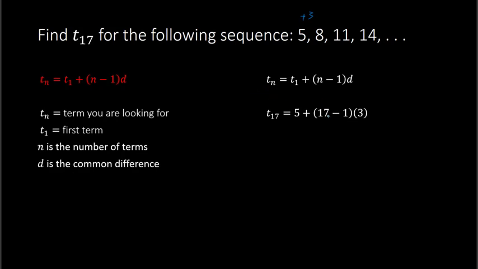And then from here I can calculate. 17 minus 1 is 16. Then 16 times 3 is 48. 48 plus 5 would be 53. So T17 would equal 53.